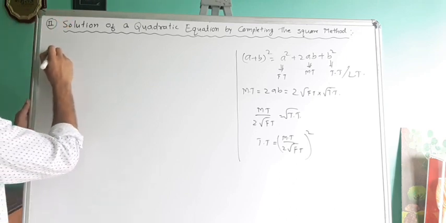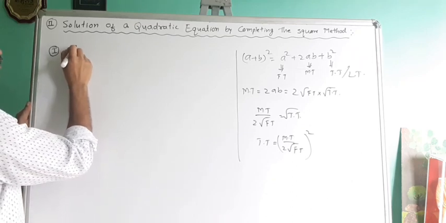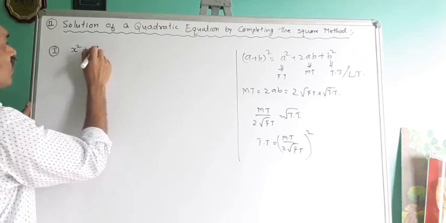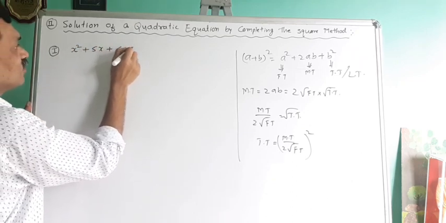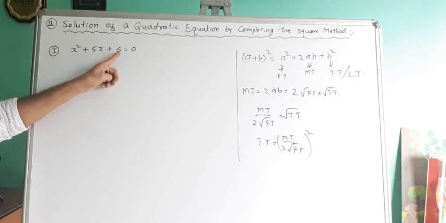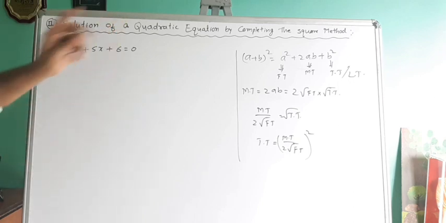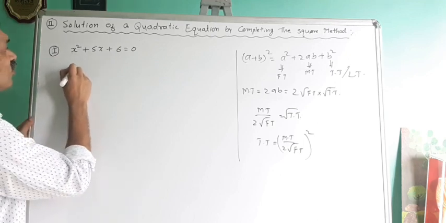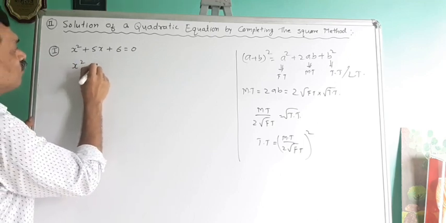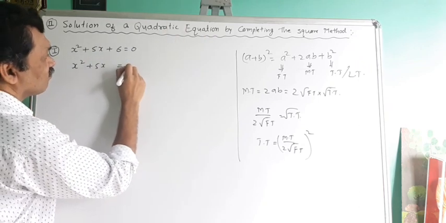Suppose I take the same example as we did last time: x square plus 5x plus 6 is equal to 0. We know how to do this with the factorization method. We take two numbers 3 and 2, so we write this as 3x plus 2x. Now we'll go for the completing square method. In the completing square method, we write x square plus 5x, and this 6 I will take to the other side, so it becomes minus 6.